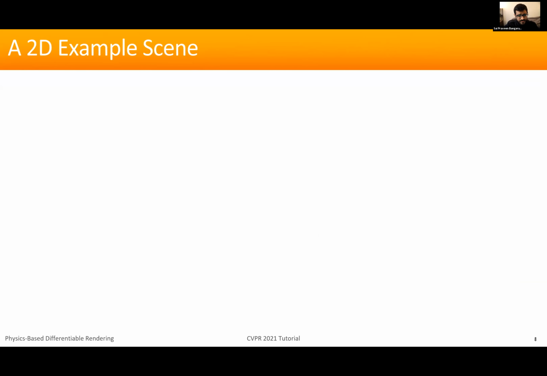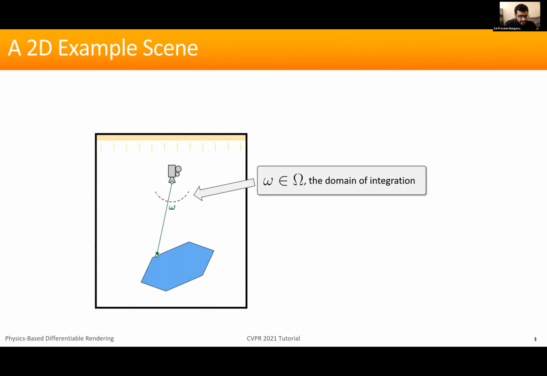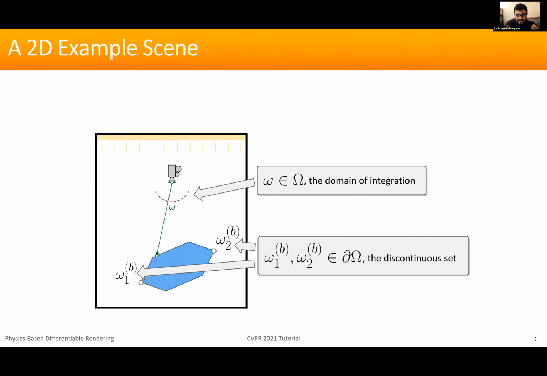Now, in order to visualize what this warp field v theta is, it's helpful to consider a simple 2D example. Consider a scene where the image is simply the integral of the intensity over the domain of the semicircle centered on a camera over here. In this example, the boundary integral would be composed of the points that correspond to the silhouette of the polygon when you project it onto the camera.